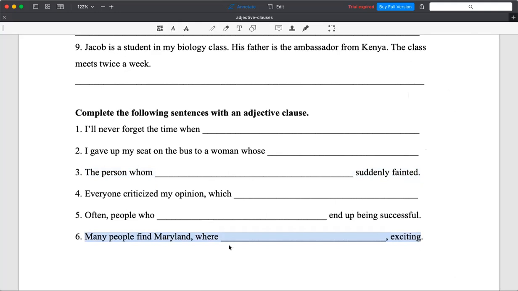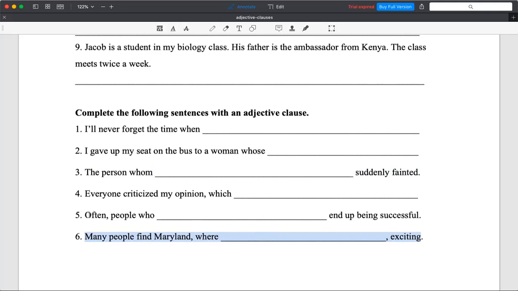Many people find Maryland, where trees talk, exciting. Trees talk in Maryland? I've never heard of it. Interesting. Yes, trees communicate, of course, through their roots, through pulses, but talking is a little... Grammatically, your sentence is okay. Howleen?